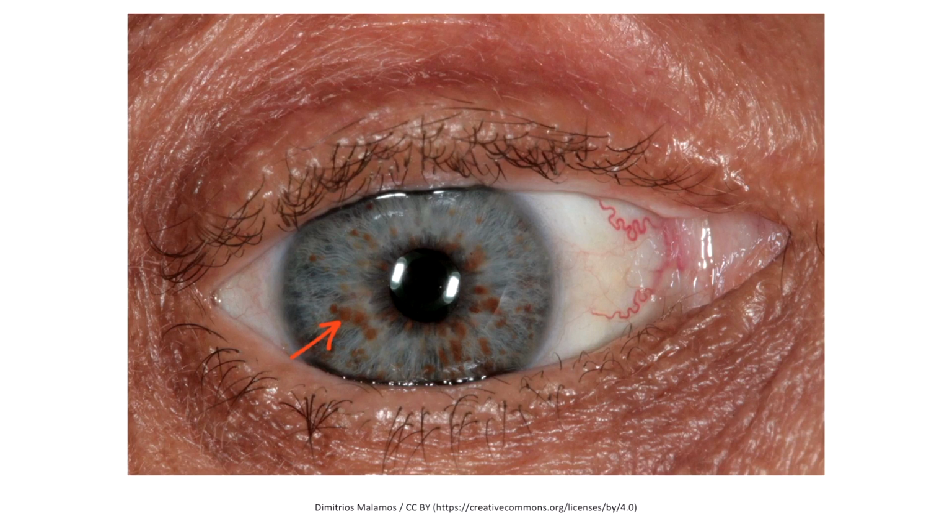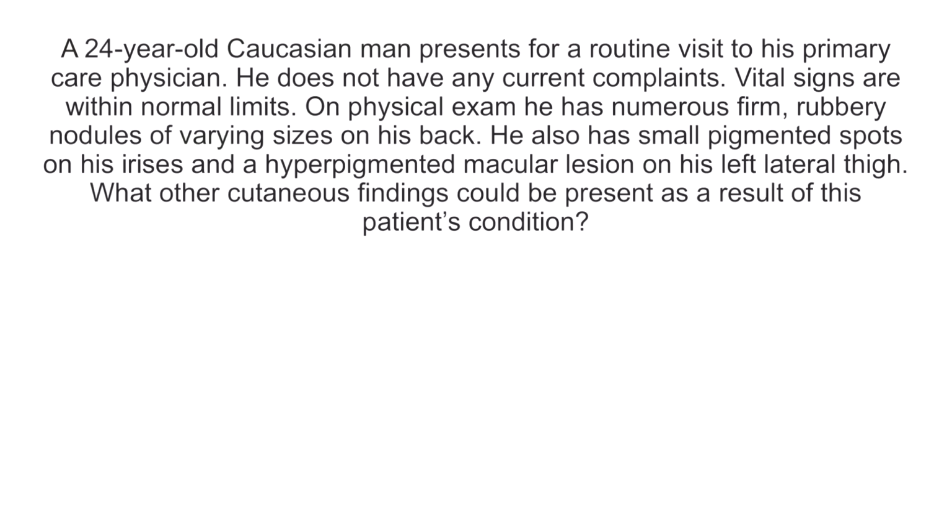All right, let's try another practice question. A 24-year-old Caucasian man presents for a routine visit to his primary care physician. He does not have any current complaints. Vital signs are within normal limits. On physical exam, he has numerous firm, rubbery nodules of varying sizes on his back. He also has small pigmented spots on his irises and a hyperpigmented macular lesion on his left lateral thigh. What other cutaneous findings could be present as a result of this patient's condition?